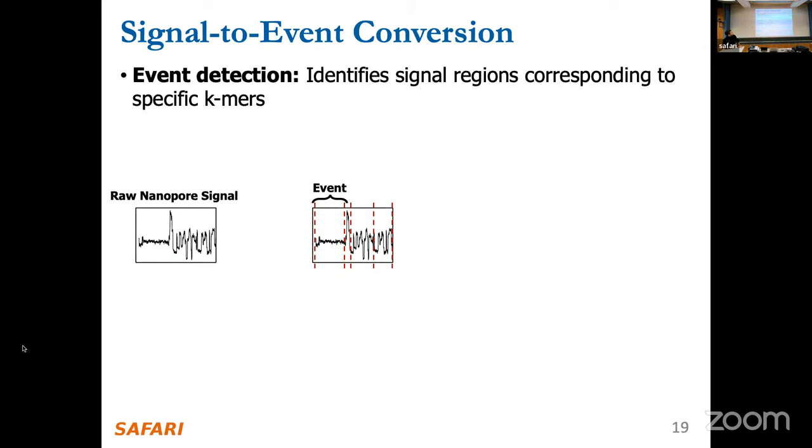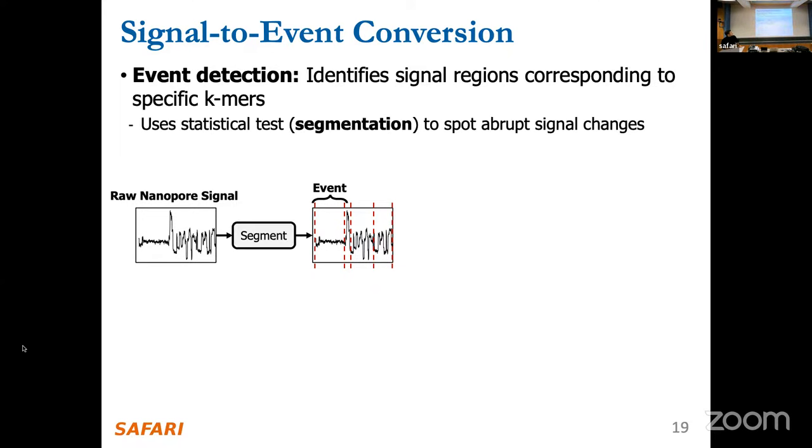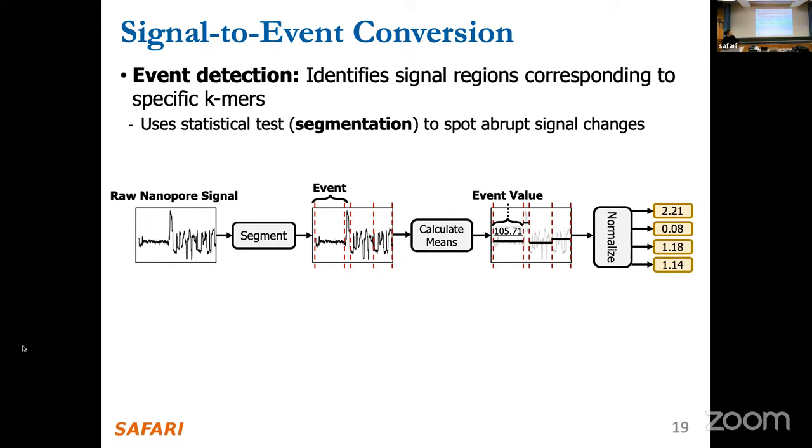So how do we convert the signals to events again? As I said, we perform a statistical technique that we call event detection. This event detection identifies the signal regions corresponding to specific k-mers in the signal. These segmentation techniques are statistical tests to identify the abrupt changes in the signal. Then we calculate the mean within these segmentation points and normalize again, so that these values are comparable to the values that we generate from the reference genome. This means that we have consecutive events corresponding to consecutive k-mers.